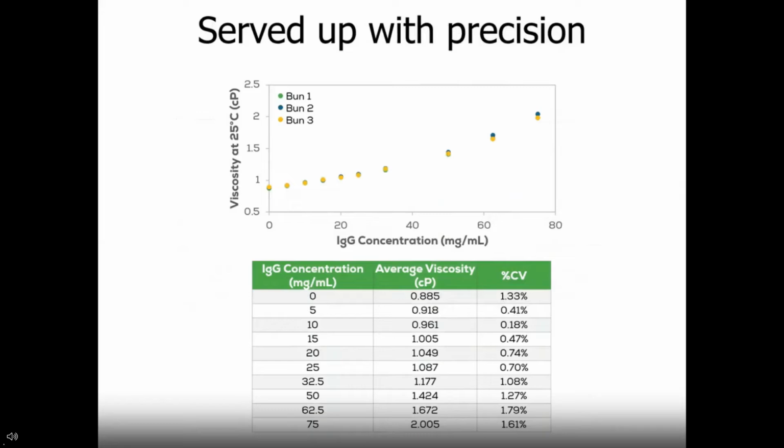When you run samples on a bun, you know that each bun is served up with precision. So to show this off, IgG from 0 to 75 milligram per milliliter was measured in triplicate, but each replicate is actually measured on a different bun. Honeybun's precision across all those samples has a less than 2% coefficient of variation, which is great. And the specification for Honeybun on this kind of experiment would be around 3% CV.